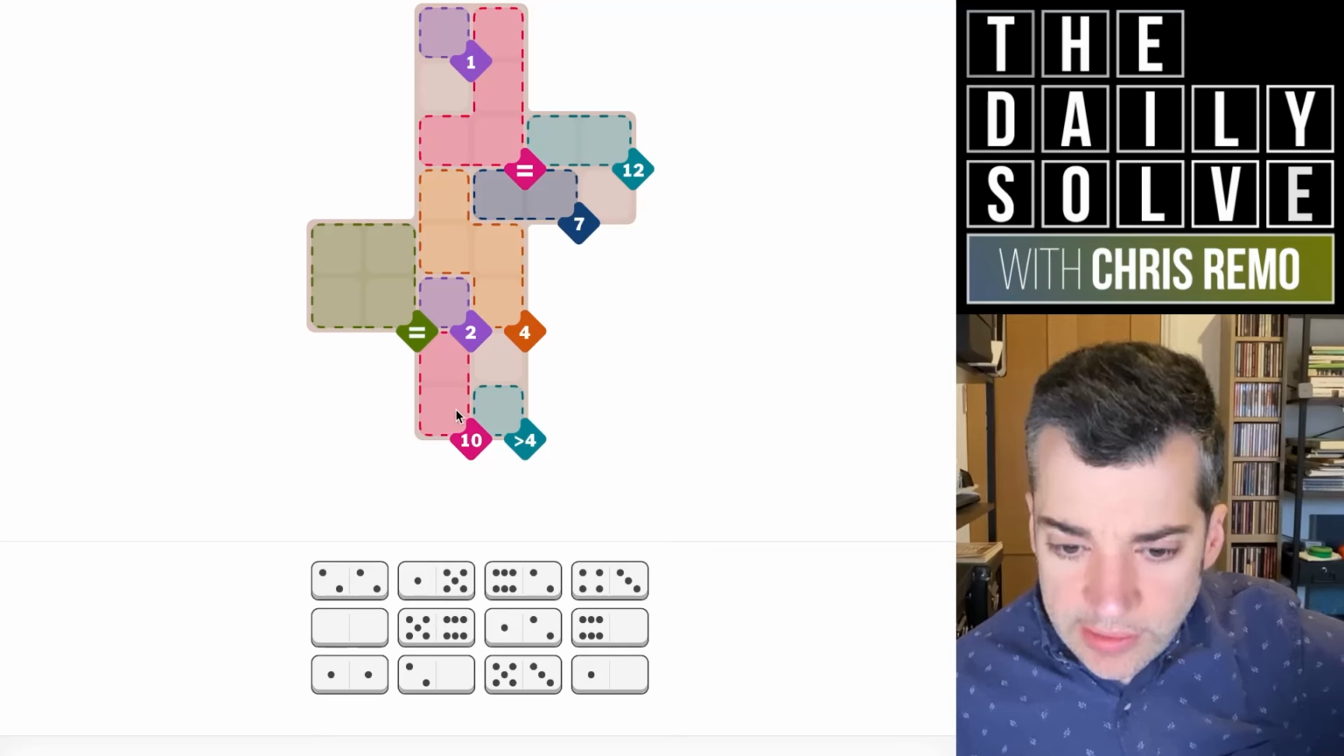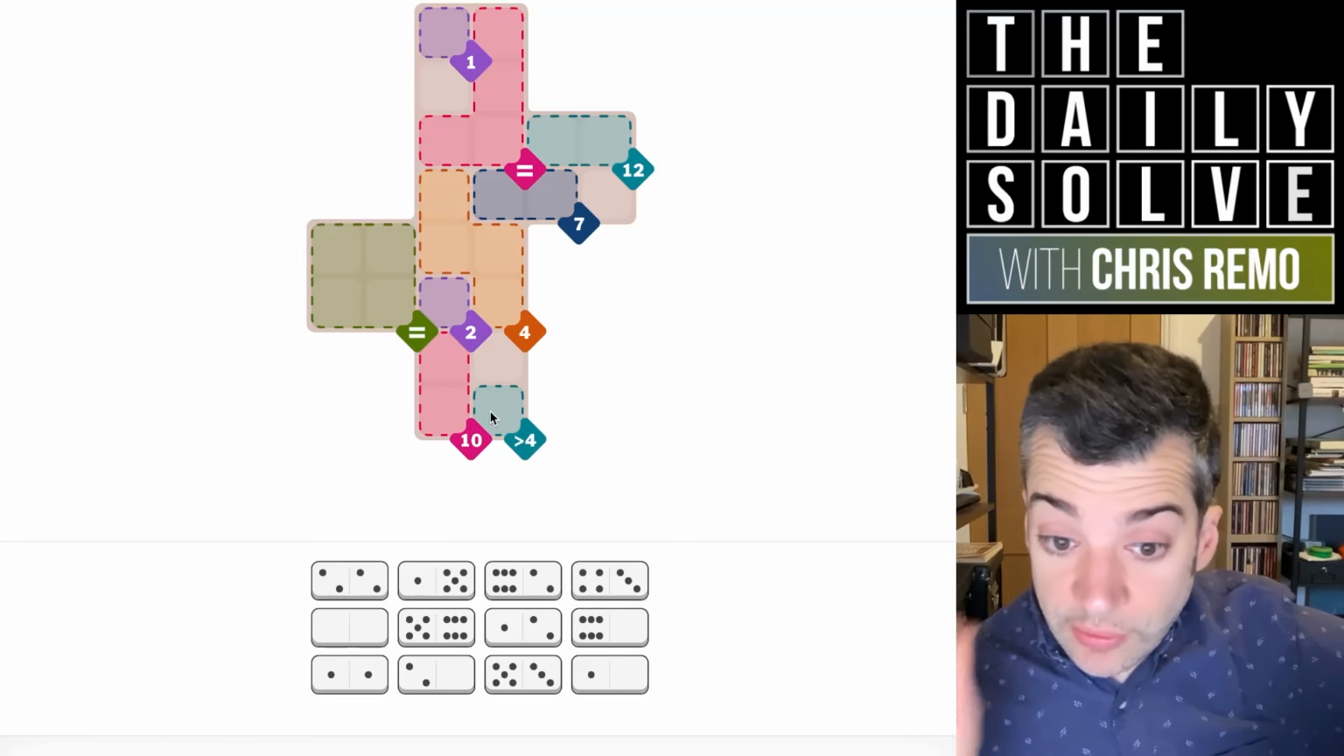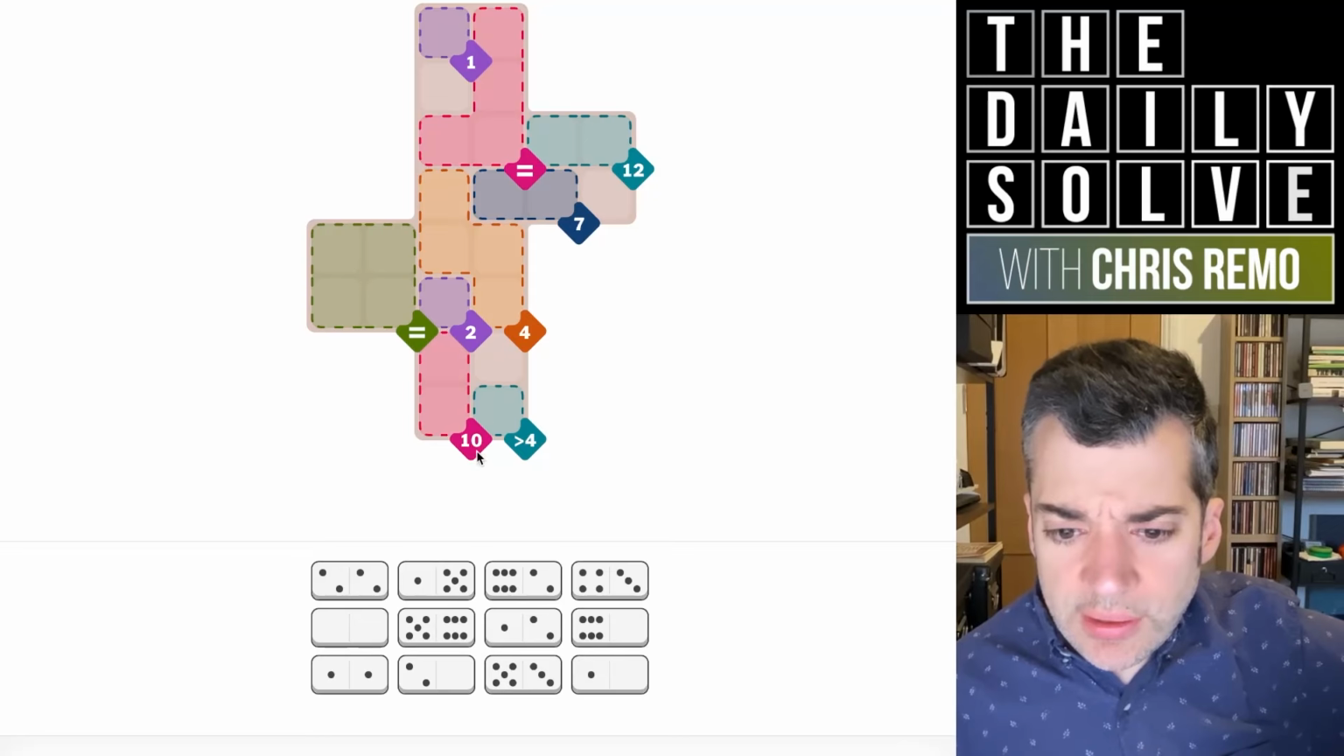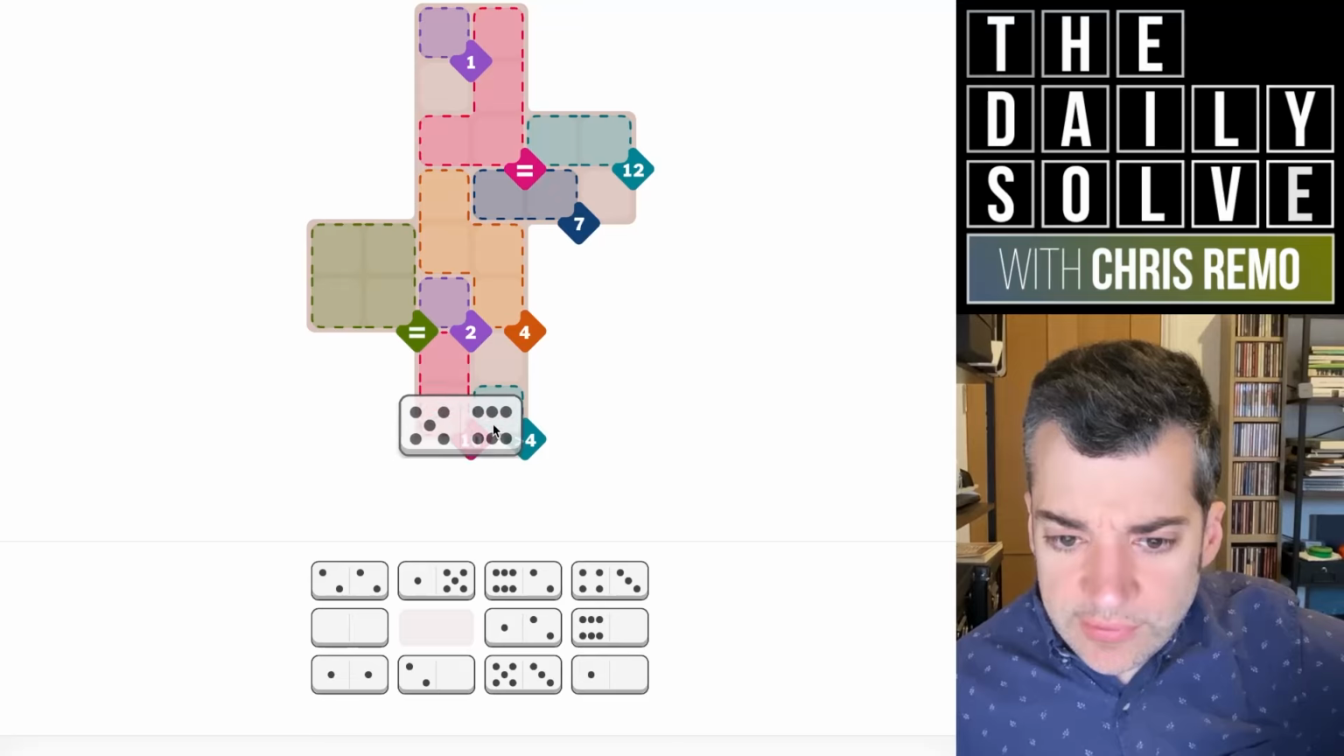Right, okay. We can't make the 10 in a single domino, so one half of the 10 needs to point to the greater than 4. Oh, and actually, I think the only way to do that is with this 5, 6, but it could be in either order. Could be this way or this way.